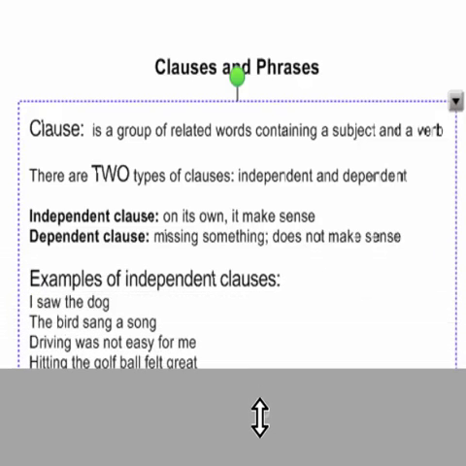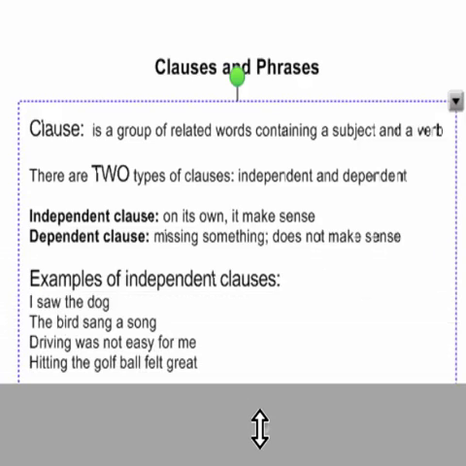So let's look at some examples of independent clauses. I saw the dog, the bird sang a song, driving was not easy for me, hitting the golf ball felt great. So let's look at the first example here. I saw the dog. Going to the definition, a clause is a group of related words containing a subject and a verb. And for an independent clause, on its own makes sense. I saw the dog. It's not the most descriptive sentence, but it is independent because it stands on its own. I is the subject, saw is the verb. Okay, and that makes perfect sense.